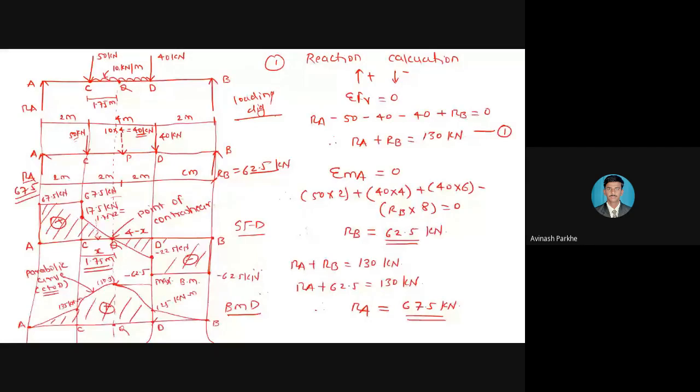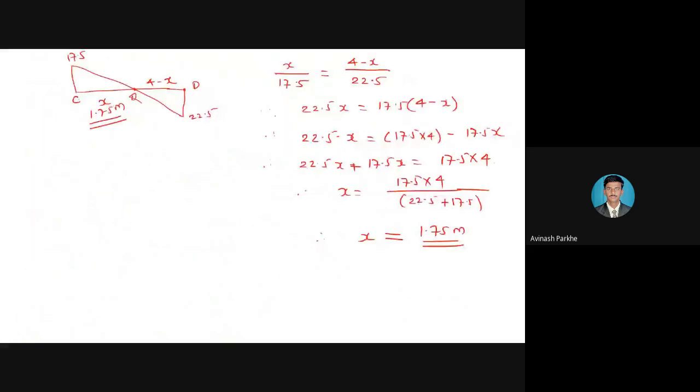But it is not possible to calculate the maximum bending moment without the x distance calculation. So I have applied the similar triangle rule: x upon 17.5 divided by 4 minus x is equal to 4 minus x divided by 22.5. And then by cross multiplication, I have calculated the x distance. That x distance I have represented on the shear force diagram.